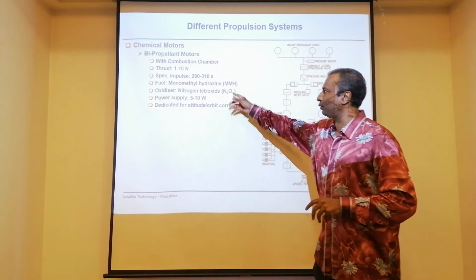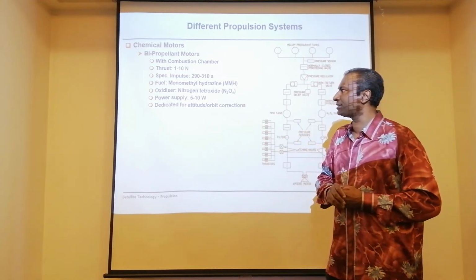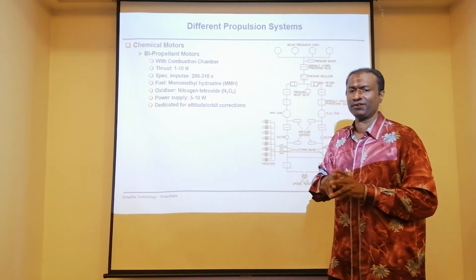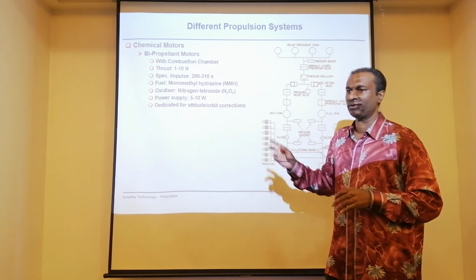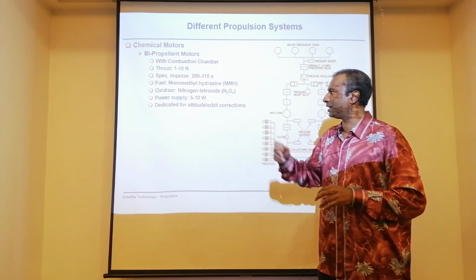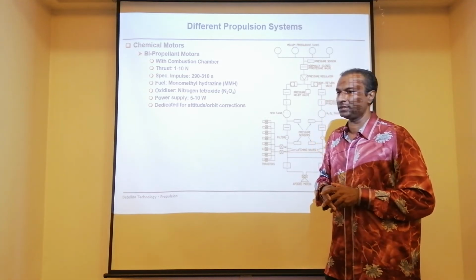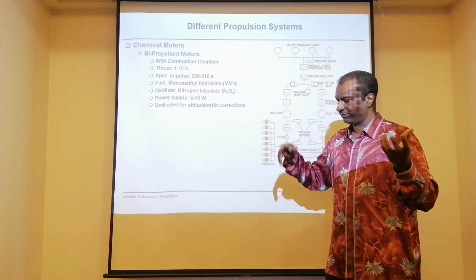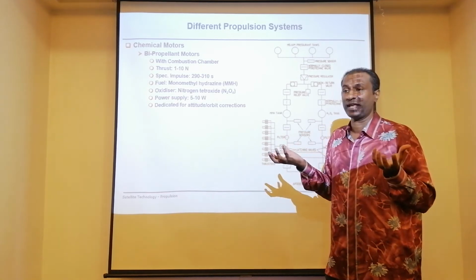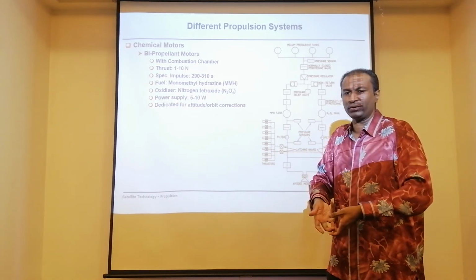Then what about the fuel? The fuel option that we have is monomethyl hydrazine, a very typical fuel in satellites. A lot of satellites are flying with MMH. And as the oxidator, you will have nitrogen oxide, N2O4. So you have a fuel, you have an oxidator. They are in different tanks. They will actually be put together.